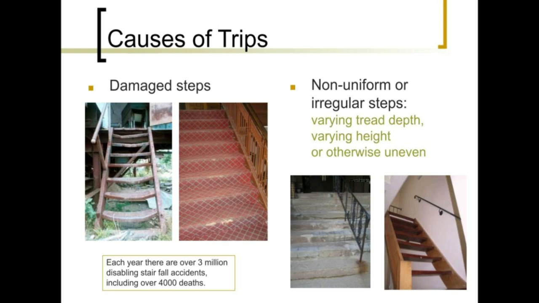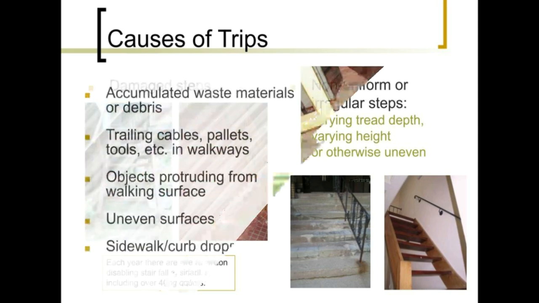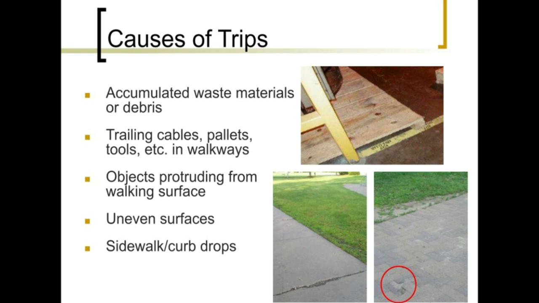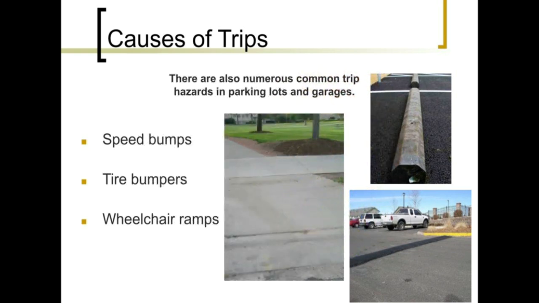Each year there are over 3 million disabling stairfall accidents, including over 4,000 deaths. Non-uniform or irregular steps, varying tread depth, varying height, or otherwise uneven steps. More on causes of trips: accumulated waste materials or debris, trailing cables, pallets, tools, etc. in walkways, objects protruding from the walking surface, uneven surfaces, sidewalk or curb drops. There are also numerous common trip hazards in parking lots and garages, things like speed bumps, tire bumpers, and wheelchair ramps.